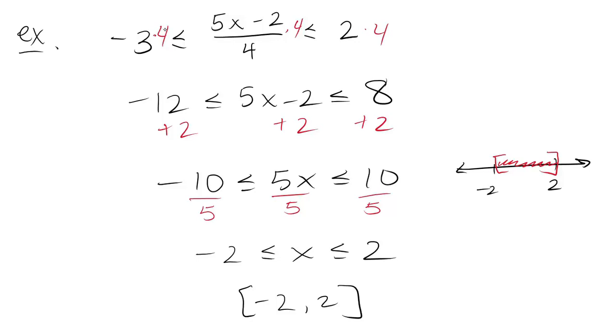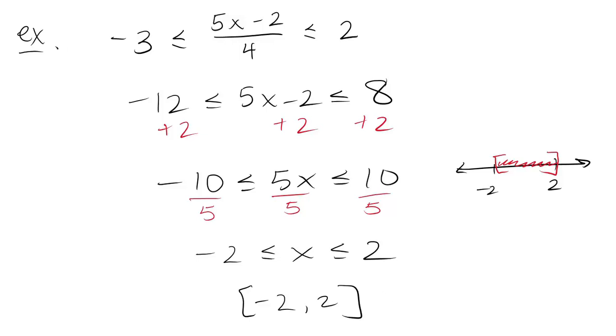Let me get rid of my first step here and we'll just check a number on this interval. Like 1 lives on this interval. 1 is between -2 and 2. If I plug 1 in for x, the numerator becomes 3 and we get 3/4, which really is between -3 and 2. It works.